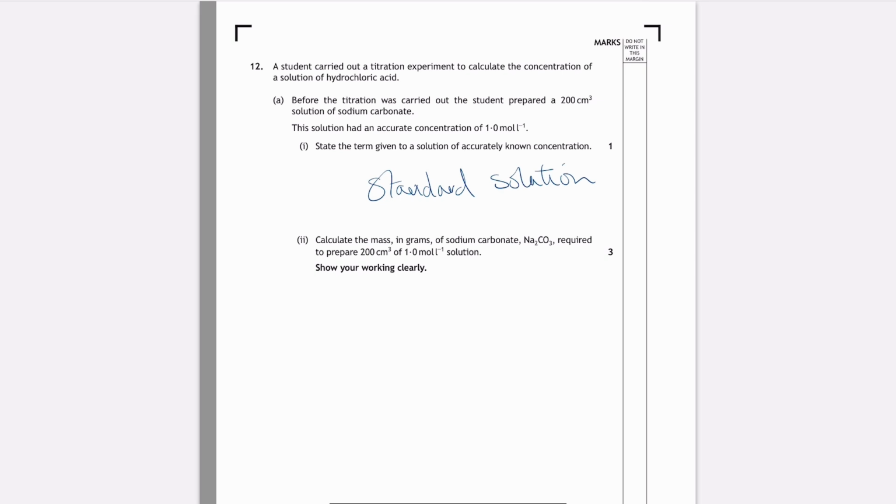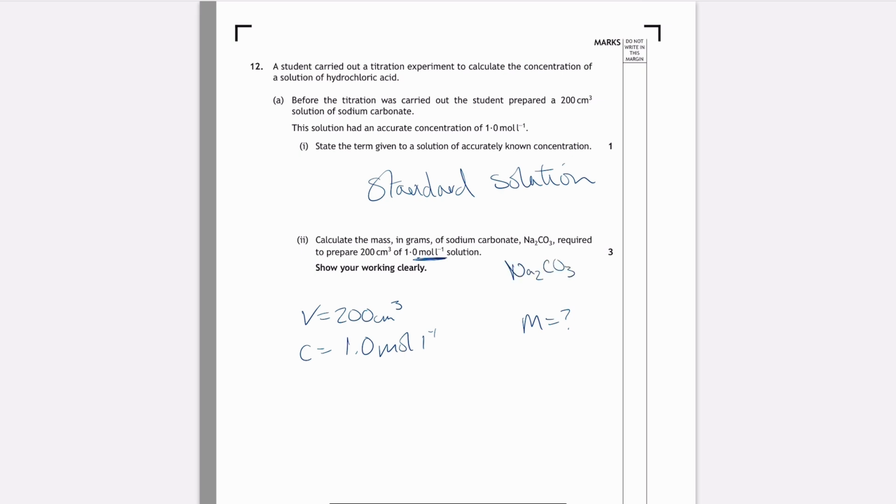Then a wee calculation here. You're asked to calculate the mass in grams of sodium carbonate required to prepare 200 centimetre cubed of 1 mole per litre solution. So if we write down the numbers, we've got a volume, 200 centimetres cubed. We've got a concentration. We can tell that's a concentration because it's moles per litre. Don't get confused and think that's number of moles. If it's got a per litre after it, it means it's a concentration. And we're trying to work out a mass. So I always like to put in what my question mark is. And it's a mass of sodium carbonate.